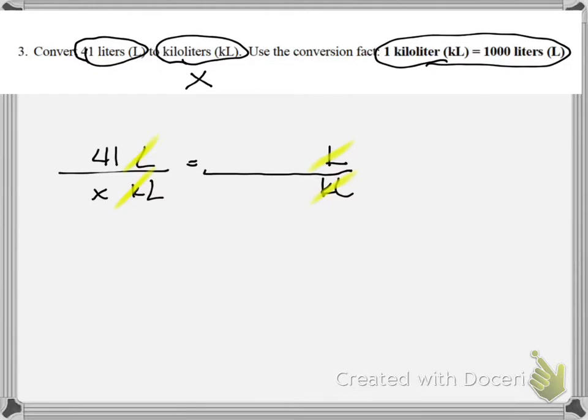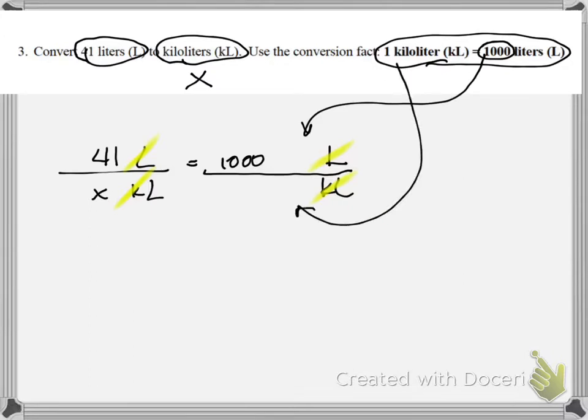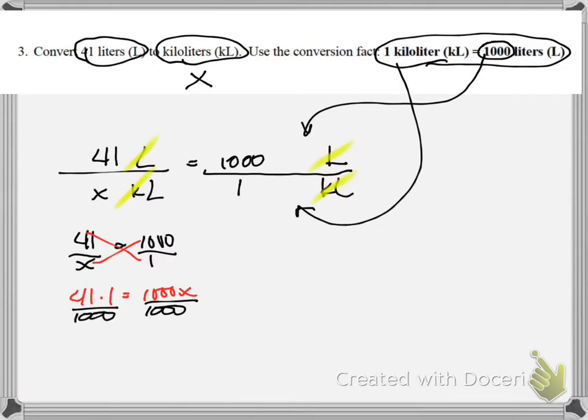All right, so how many liters do we have? Well, we have 1,000 liters, so that 1,000 has to go upstairs. And then we have 1 kiloliter. The kiloliters are downstairs, so that 1 has to go downstairs. So we have ourselves a nice little proportion here. And we can use cross multiplication to solve it, just as we always do. Then we divide by 1,000, and we find that X is 0.041 kiloliters. And that's our answer.